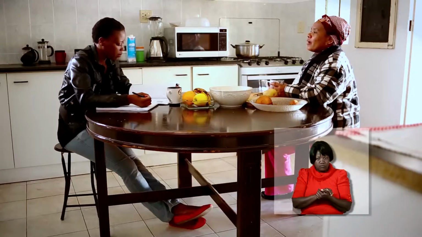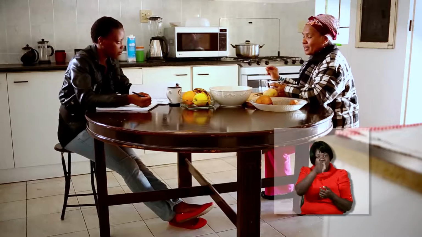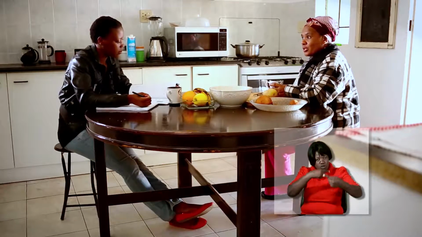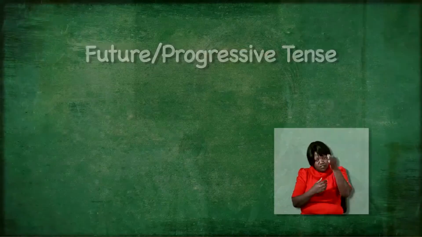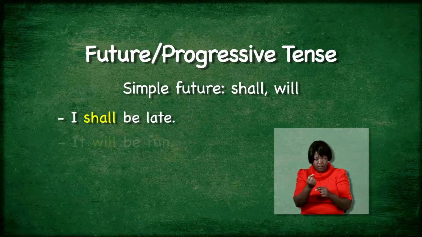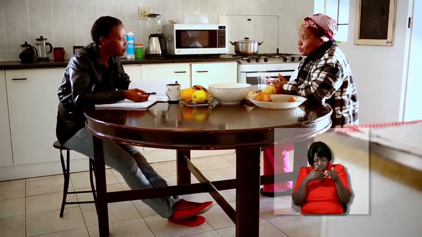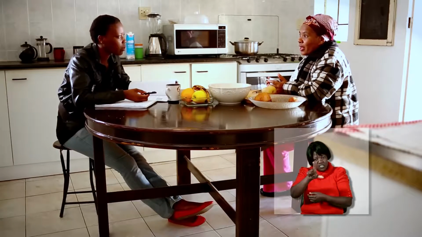Now focus. Okay, Mom. The future tense is also known as the progressive tense. We get the simple future, shall and will. For example, I shall be late and it will be fun. Yes, I remember something about that. I shall means that the action will take place in the near future. That's right, but going to means the same as shall and will.